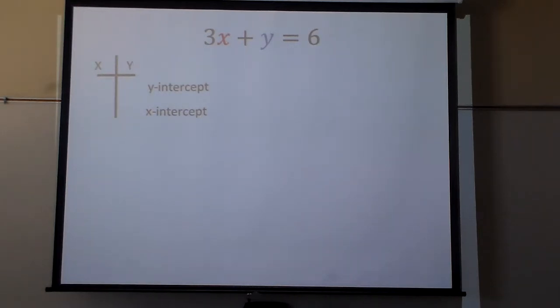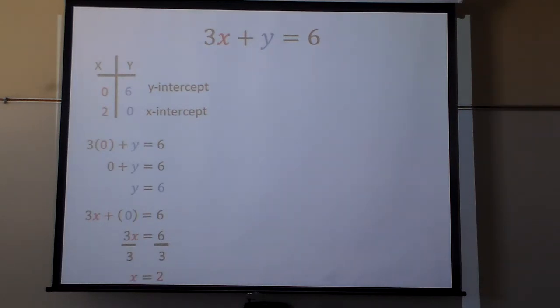So here we go. 3x plus y equals 6. I'm going to replace that x with a 0, which means 3 times 0 is 0. It goes away, so I just have y equals 6. So the y-intercept is 6. Oh, wow, cool. So now let's find the x-intercept. I'm going to replace the y value with 0, which means it goes away. So I have 3x equals 6, and 3 will go into 6 twice. So the x-intercept is 2.